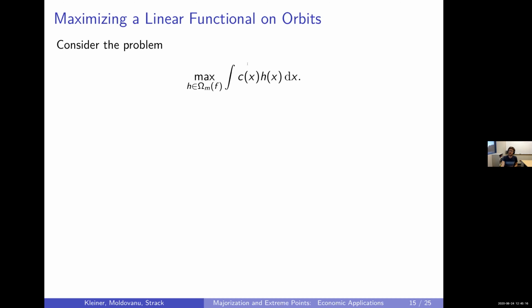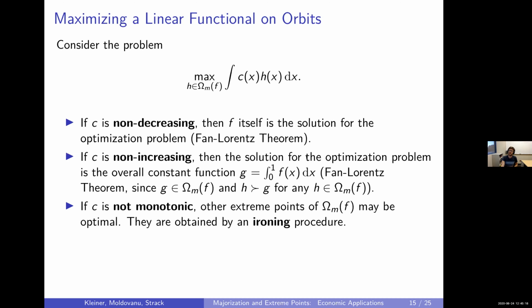So it turns out that there are simple solutions to these problems if c is non-decreasing, because then all the properties of the Fan-Lorentz theorem are satisfied. So this means that the objective functional is Schur convex. So what you would like to do is to choose the largest function in the constraint set according to the majorization order, but the largest function obviously is the function f itself. So then f maximizes this problem.